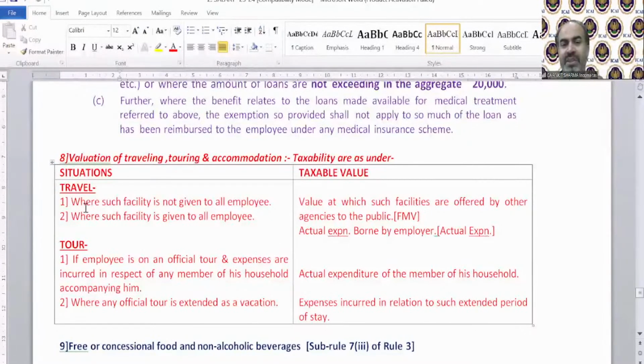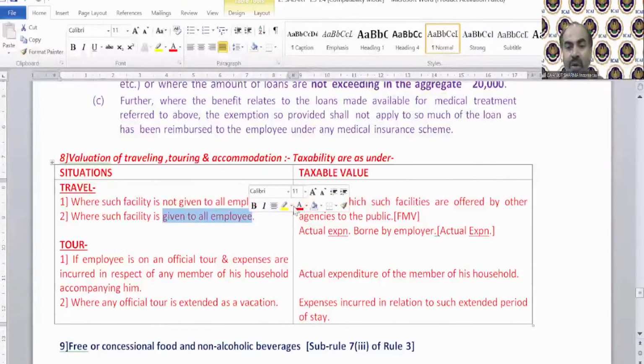So travel is very simple. Where such facility is not given to all employees, then the value at which such facilities are offered by other agencies to the public, technically the FMV, is going to be taxable. Where such facility is given to all employees, then the actual expenditure borne by the employer is going to be the taxable value. Clear?